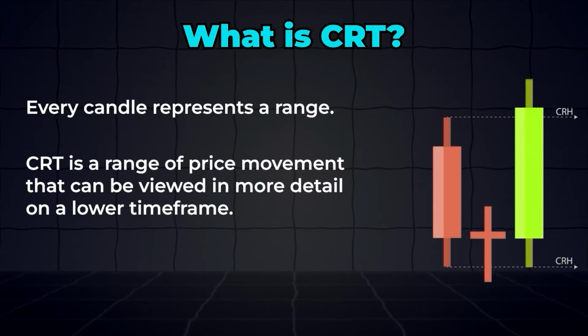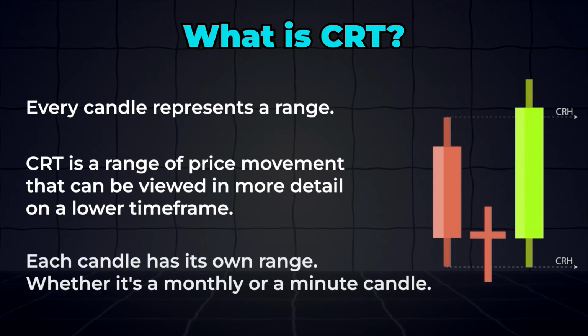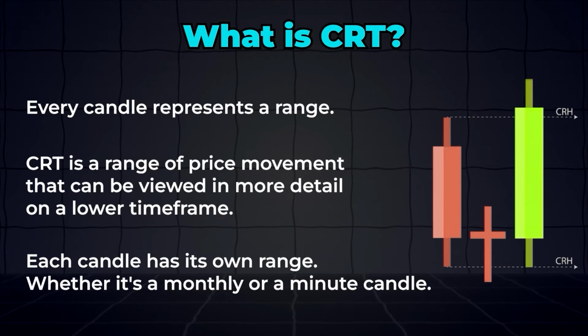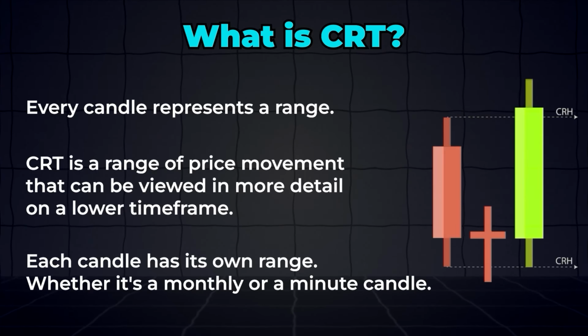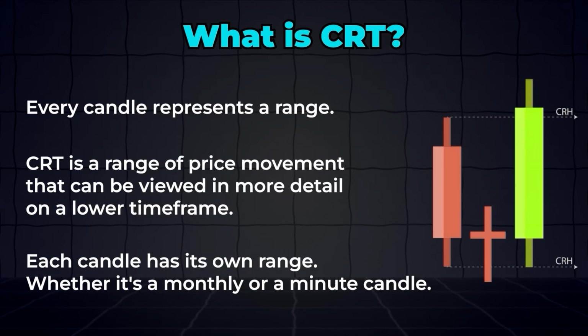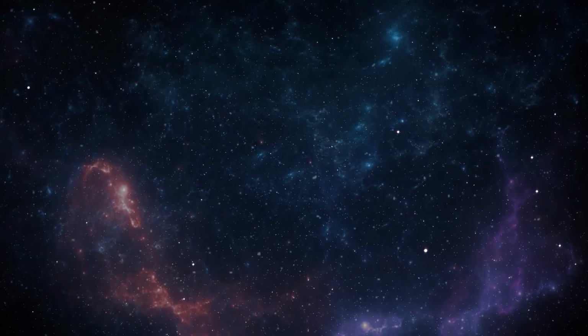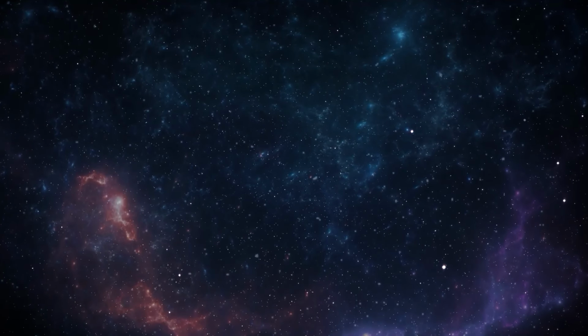The idea is simple. Every candle on the chart represents a range. In other words, a candle on a higher time frame is simply a price movement range that can be examined in greater detail on a lower time frame. There are no exceptions. Every candle, whether it's a monthly or a 1-minute candle, has its own range. Similarly, every candle has its higher time frames and its lower time frames.